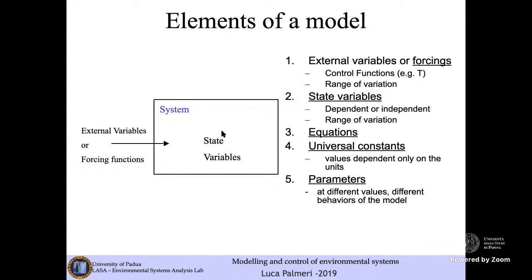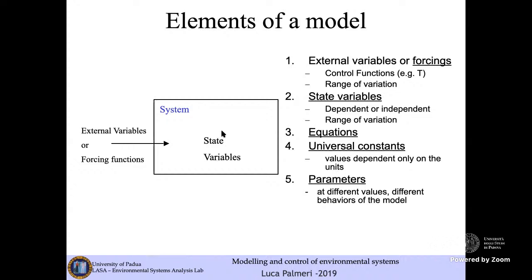Equations are the mathematical description of interactions between the various elements of a model. In particular, equations describe interactions between state variables, but also interactions between external variables and state variables. Into these equations, we will see that there are universal constants. When I think of the concept of universal constants, I'm thinking, for example, of the speed of light. It is a prototypical example of a universal constant.